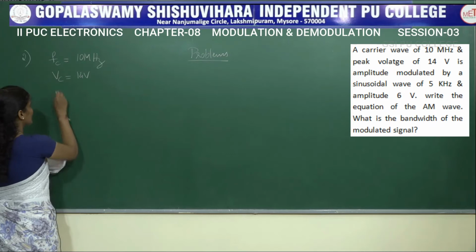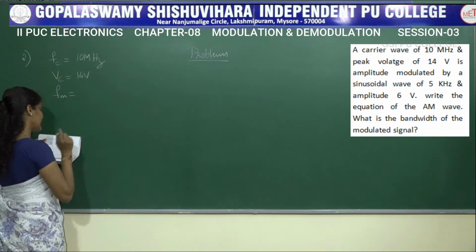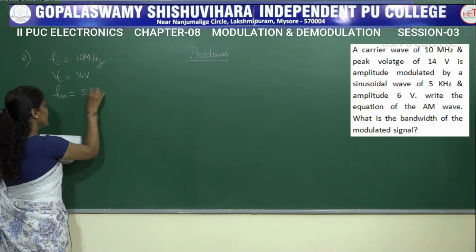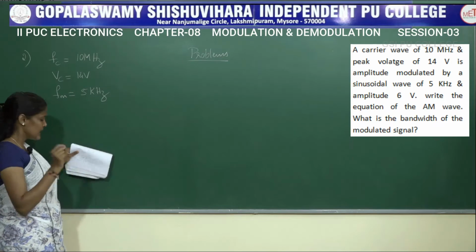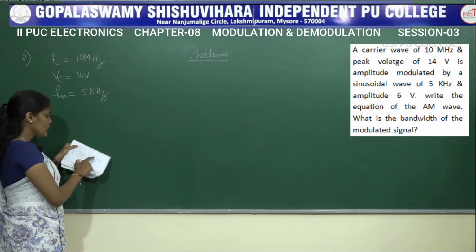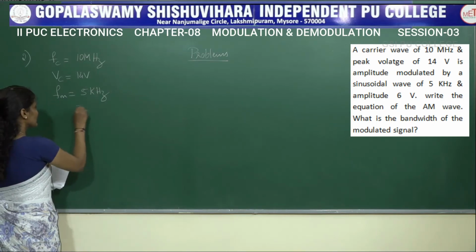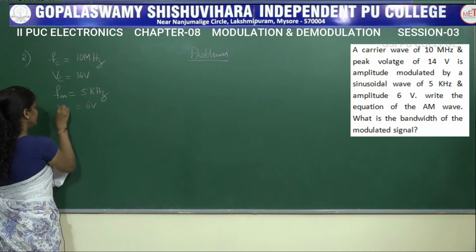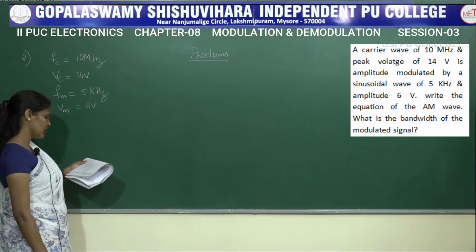A sinusoidal wave of 5 kilohertz is equal to the frequency of a modulating signal, which is given by 5 kilohertz, and amplitude 6 volts. They are talking about the sinusoidal wave of 5 kilohertz and amplitude 6 volts. So 6 volts is nothing but the amplitude of a modulating signal. So Vm is equal to 6 volts.